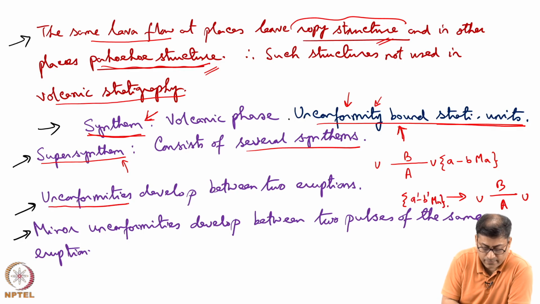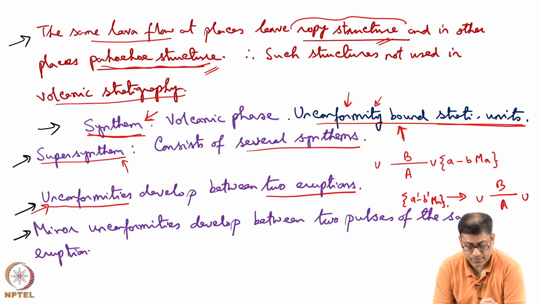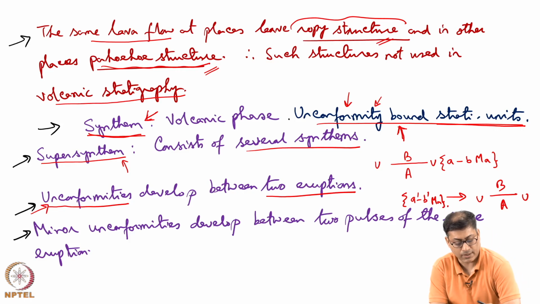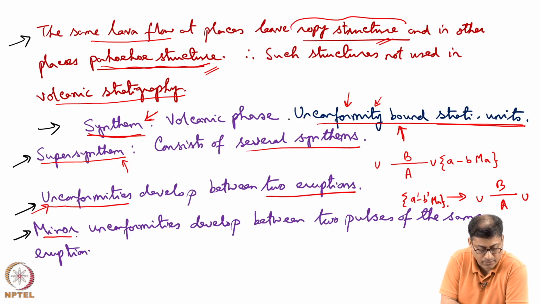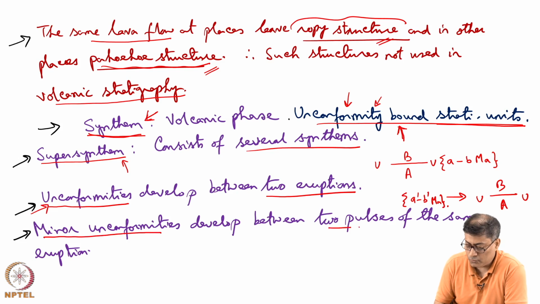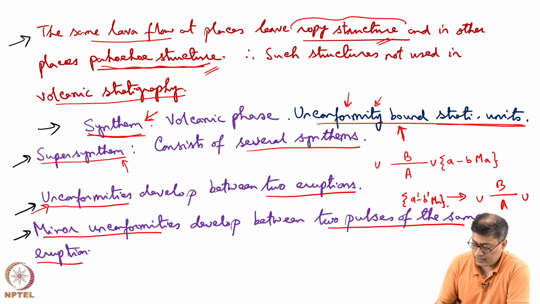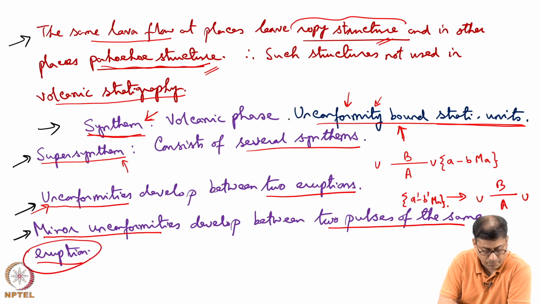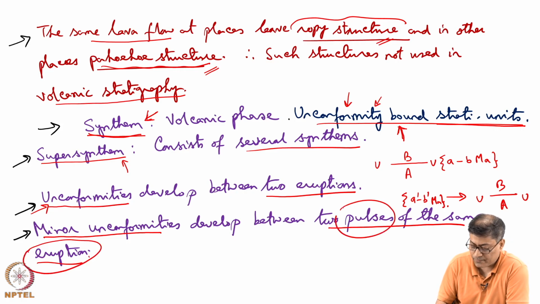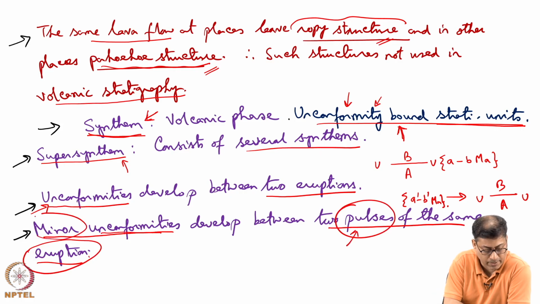These unconformities develop between two eruptions, but having said this, it is still not very easy to use these unconformities. The reason is there are minor unconformities that develop between two pulses of the same eruption. The eruption is the same, but within that there can be two pulses, and between these two pulses unconformities can also develop, because there can be a smaller time gap. So, in a smaller time gap a minor unconformity can develop, and between two eruptions a major time gap, and there significant unconformities can develop.